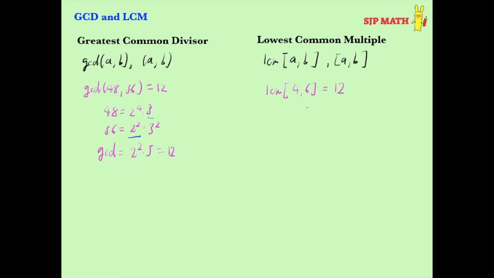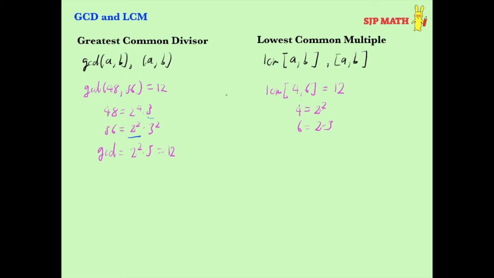And again, we don't want to list out all the multiples until we find a number that is a multiple of all the numbers. So again, we can quickly find the LCM using prime factorization. Let's factorize 4, which is just 2 squared, and 6 is equal to 2 times 3.